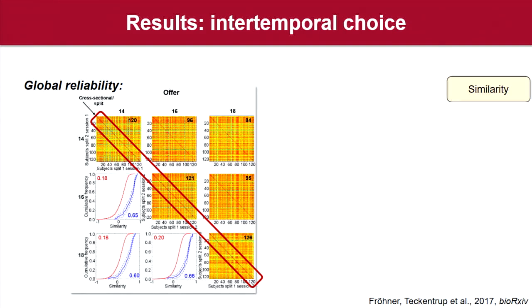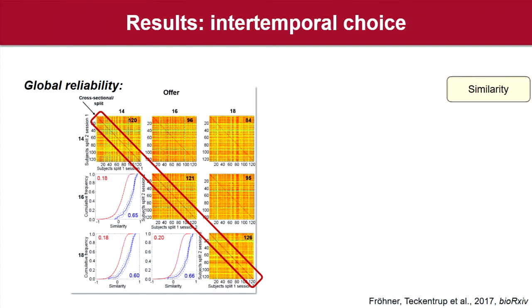And for the offer contrast that you see here, that is true, that works. We also see it in the cumulative frequencies that are shown on the left bottom side. The blue line is the within subject similarity, the red line is the between subject similarity, and you want to have the blue line shifted to the right, as this shows a higher within subject similarity.